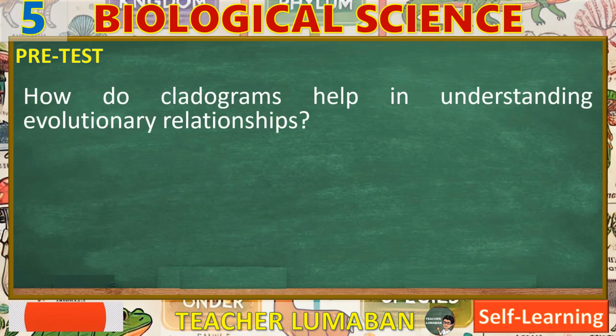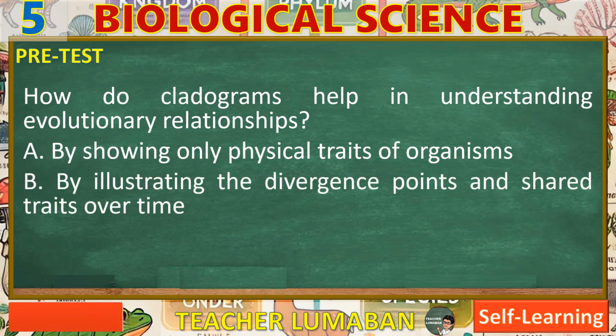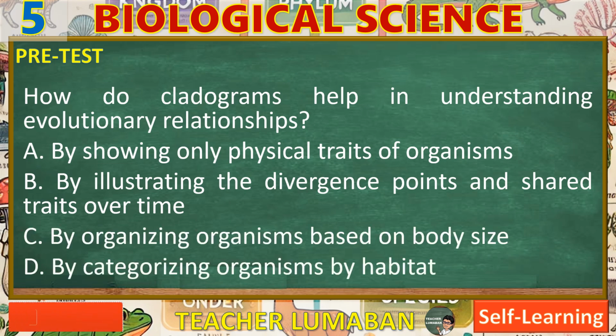How do cladograms help in understanding evolutionary relationships? A. By showing only physical traits of organisms. B. By illustrating the divergence points and shared traits over time. C. By organizing organisms based on body size. D. By categorizing organisms by habitat.